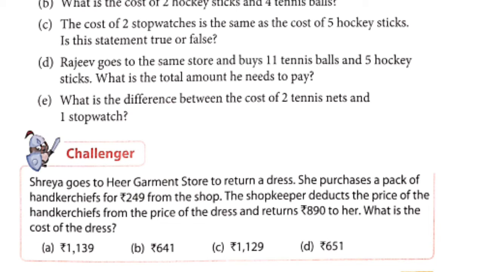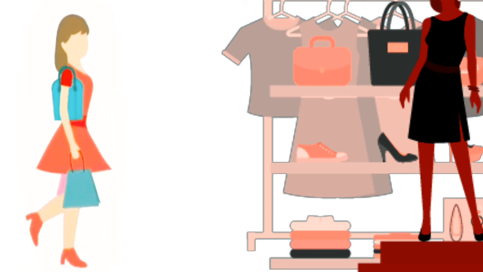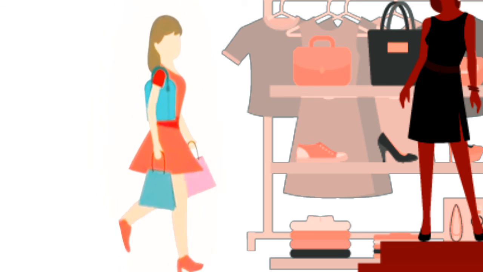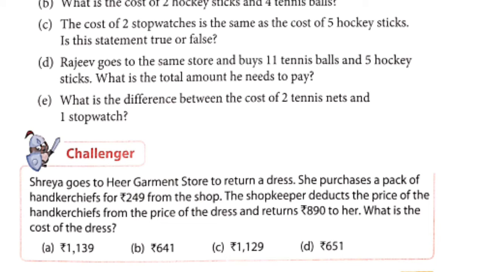We are going to find the correct answer and tick that one. Actually, what is happening there is that Shreya is going to return that dress to the shop. While she is returning it, she is purchasing a handkerchief also. The rate of that handkerchief is rupees 249. The shopkeeper deducts that amount from the price of the dress, and he returns the amount of rupees 890 to her. So then we can easily find the cost of the dress from that. He is deducting rupees 249 from that dress and he is returning 890.